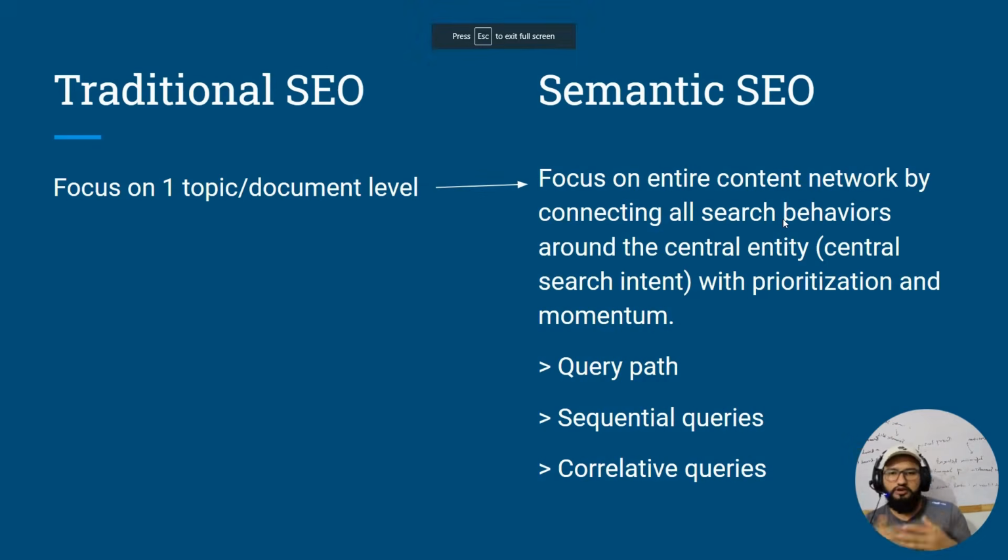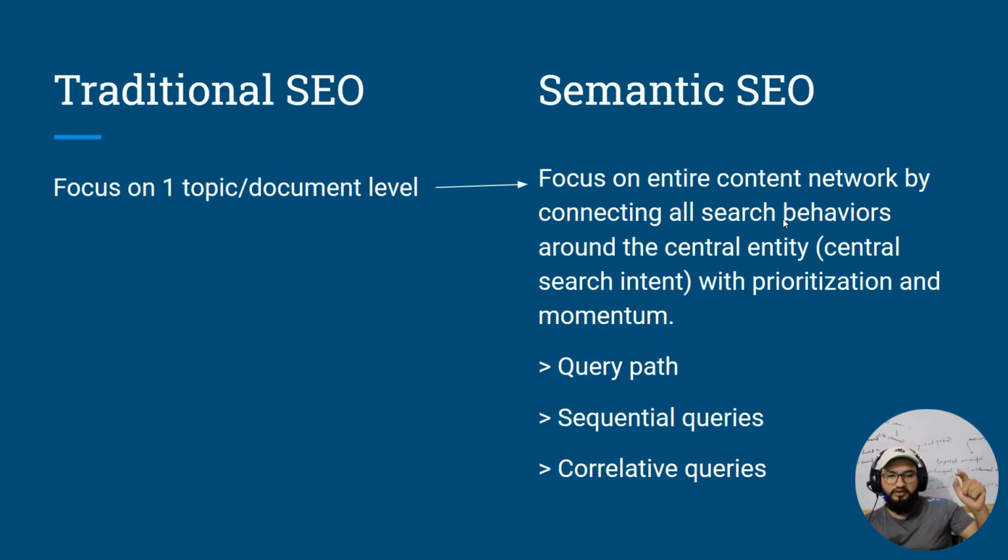So in a content network, you basically focus on the query path, and sequential queries is a very simple yet effective term for the sequence in which users search for information, the queries that follow one another. For example, a user searching for protein powder may search two or three queries in a specific search session on Google: protein powder, best protein powder, and best powder for weight loss.